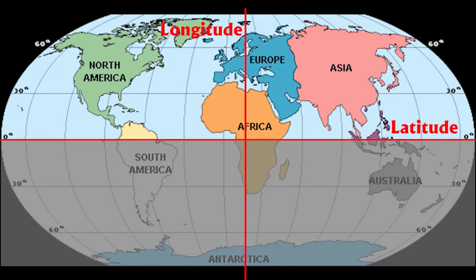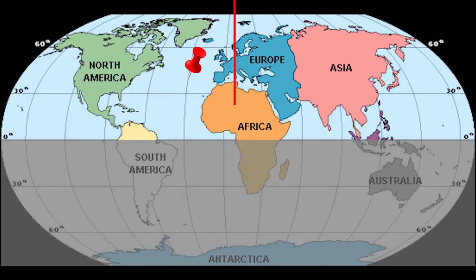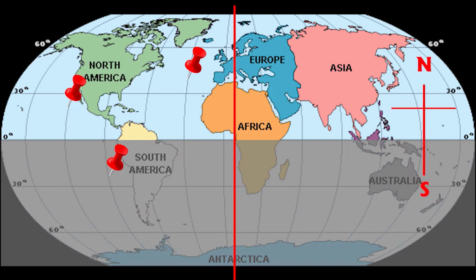Latitudes and longitudes are invisible lines that help us identify a place using geometrical coordinates. Longitudes are imaginary lines that run from the top of the earth to the bottom, that is, from north to south. The lines of longitude are also called the meridian. The first standard meridian is the prime meridian.